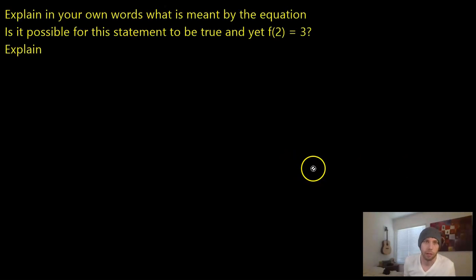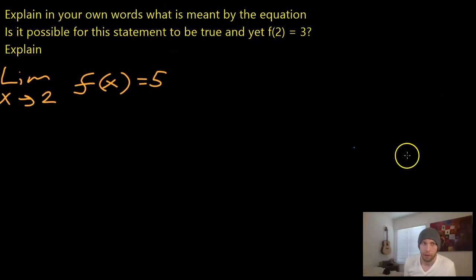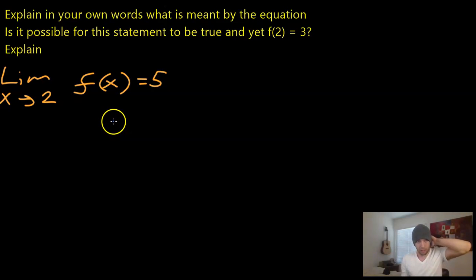First one. Explain in your own words what is meant by the equation. Is it possible for the statement to be true and yet f of 2 equals 3? Explain. Kind of redundant. Anyways, so we have the limit as x approaches 2 of f of x equals 5. So we need to explain in our own words what is meant by this equation. In order to do that, we need to know what a limit is. A limit is what you expect to get and not what you actually get.